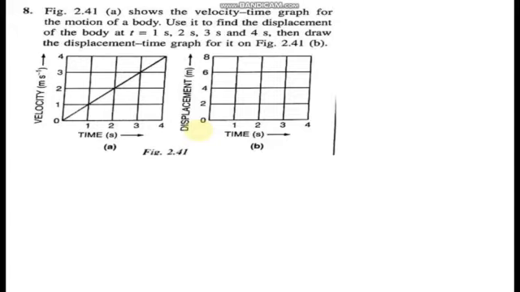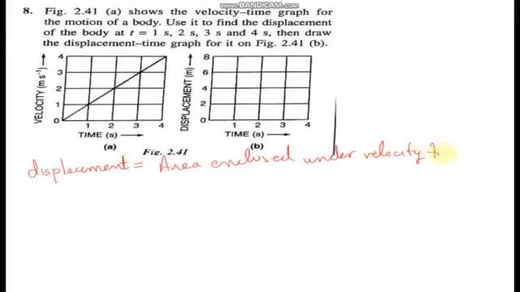Come to the 8th question. This figure shows the velocity time graph. You have to use it to find the displacement for different times and then draw the displacement time graph for it. We know that in a velocity time graph, the displacement is always the area enclosed under the velocity time graph. Area under the velocity time graph is always the displacement.